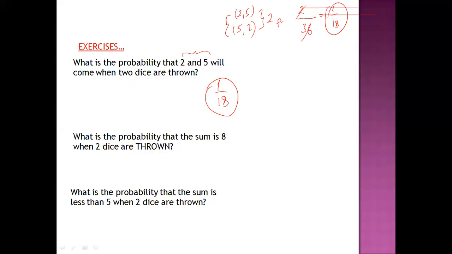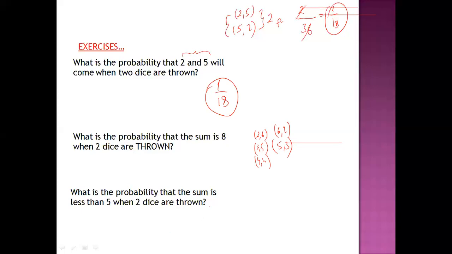And the second question, what is the probability that the sum is 8 when two dice are thrown? First of all, we should find the sum of 8. Which cases give the sum of 8? The first case, 1 plus 6 is not 8, but 7. So 2 and 6 is 8, the first case. And 3 and 5, okay? And 4 and 4. And the inverse of 2 and 6 is 6 and 2. And 5 and 3. And 4 and 4 is the same.